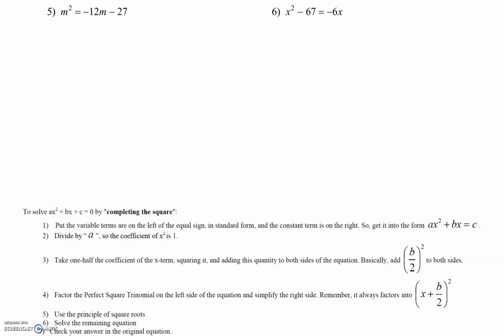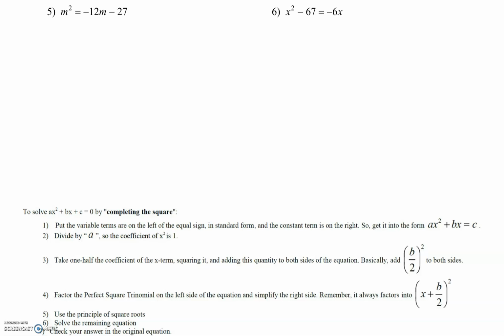So if we look at 5 and 6, we notice that our squared term and our x term, or b term, are not on the same side. So we're going to have to get them on the same side first.